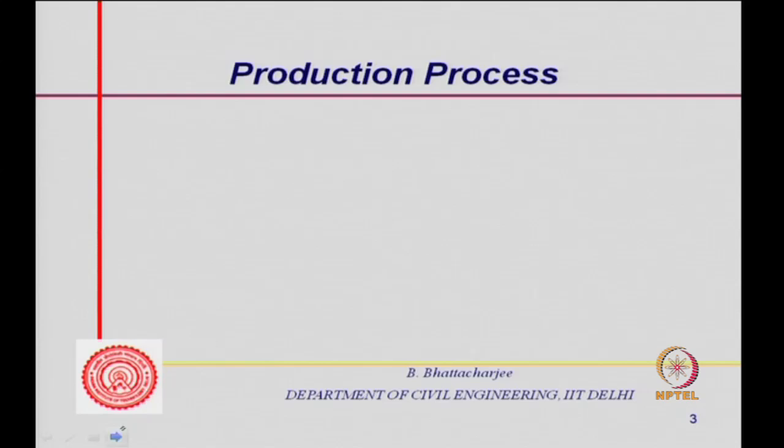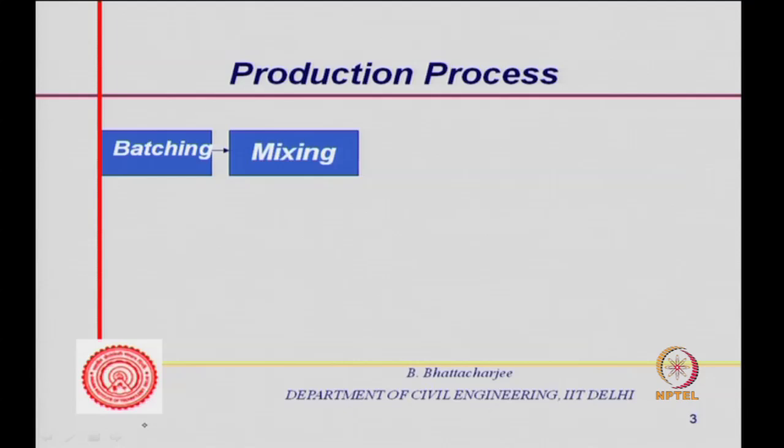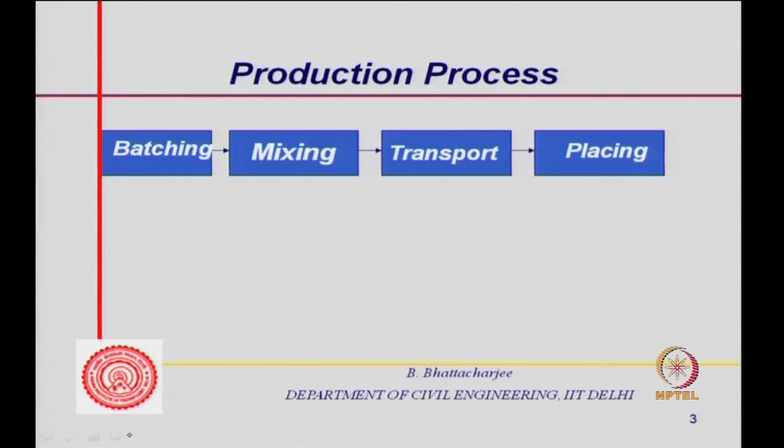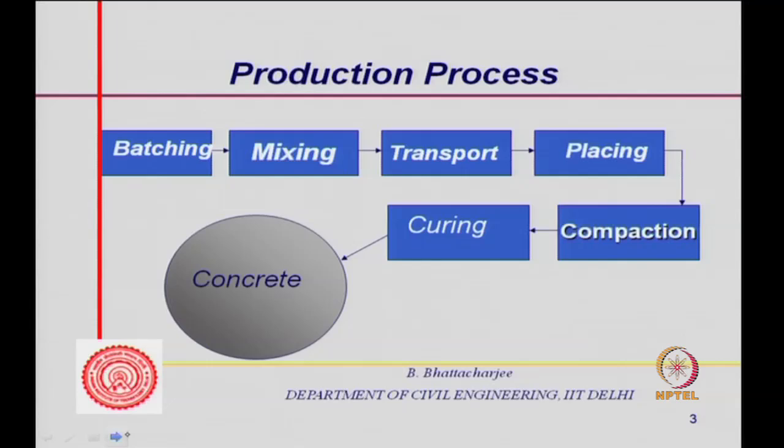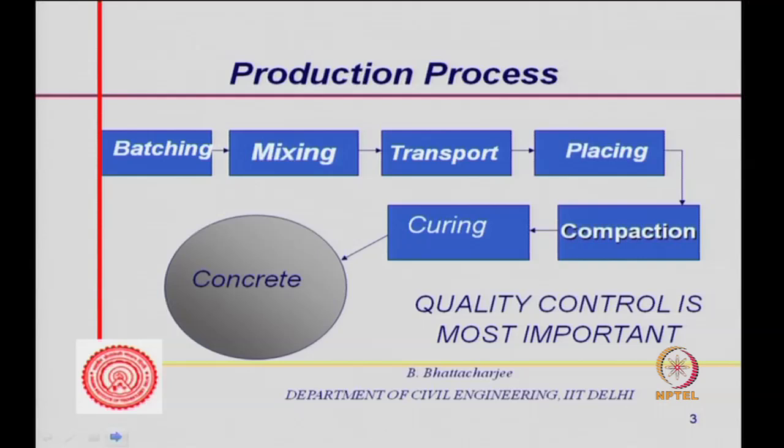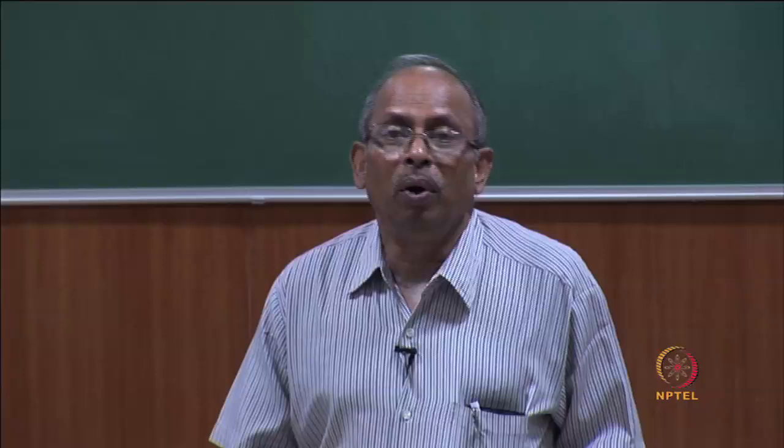First you have batching, followed by mixing, followed by transport, then place it, compact it, and of course you will have to cure it. That gives you the concrete. So, this is the concrete production process, and in this process, quality control is most important. Finally, the product should be as we desire, as we would like to produce, to our requirement. This is what this diagram shows, the concrete construction or production process.